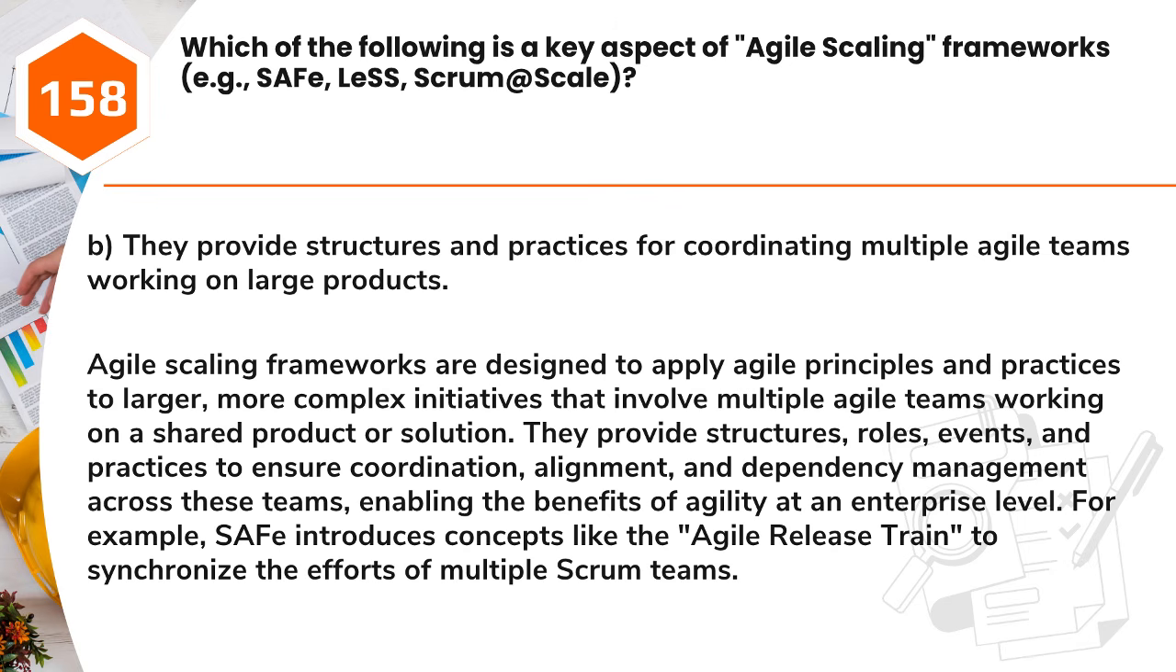Answer: B. They provide structures and practices for coordinating multiple Agile teams working on large products. Agile scaling frameworks are designed to apply Agile principles and practices to larger, more complex initiatives that involve multiple Agile teams working on a shared product or solution. They provide structures, roles, events, and practices to ensure coordination, alignment, and dependency management across these teams, enabling the benefits of agility at an enterprise level. For example, SAFe introduces concepts like the Agile Release Train to synchronize the efforts of multiple Scrum teams.